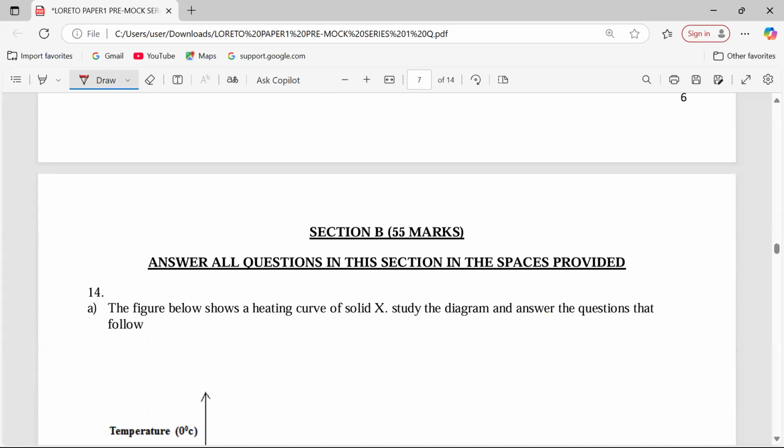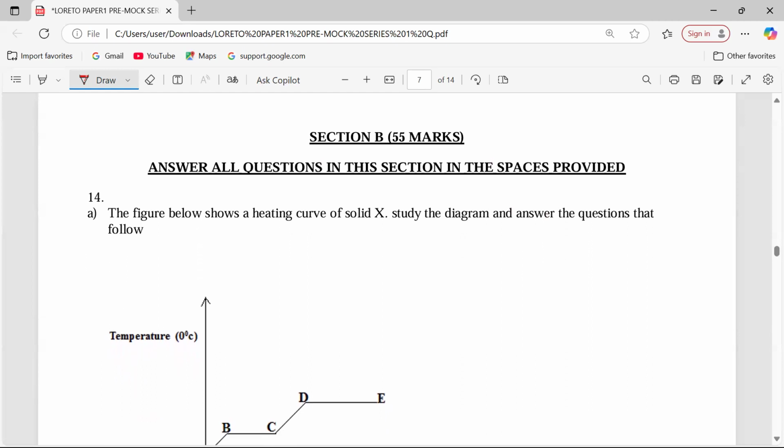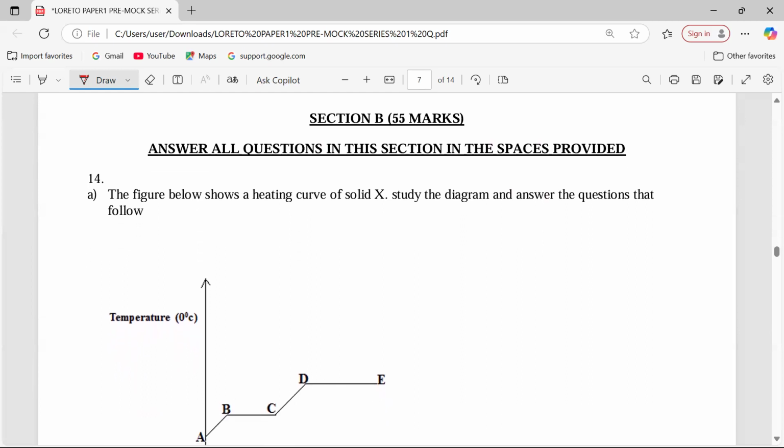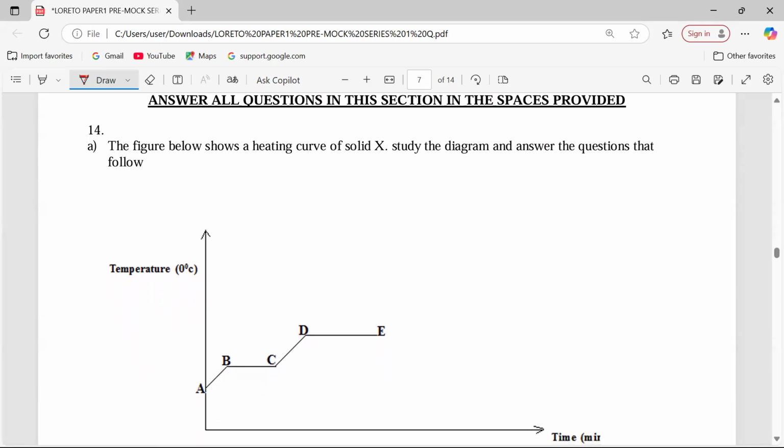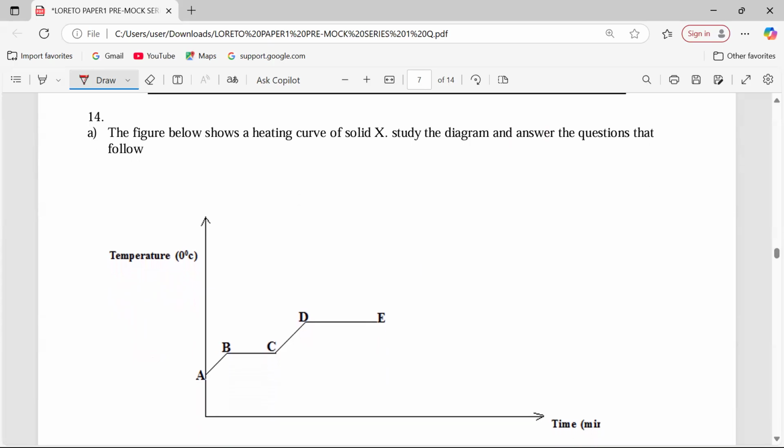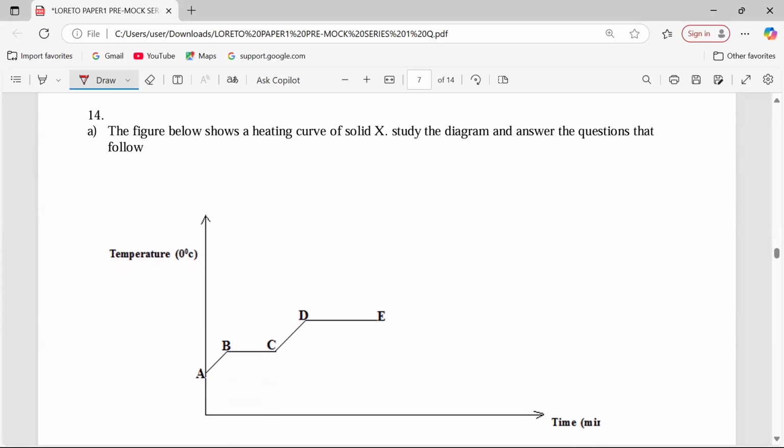Yeah, section 2 of this paper. The figure below shows section B, 55 marks, which are also compulsory. So we go now bit by bit as we answer these questions. The figure below shows a heating curve of solid X. Study the diagram and answer the questions that follow.